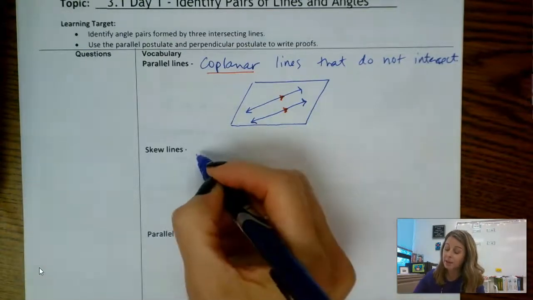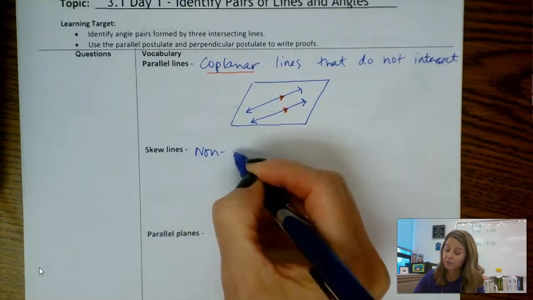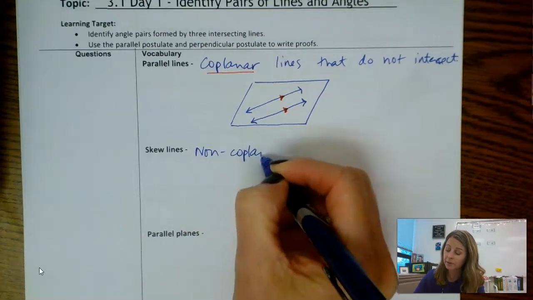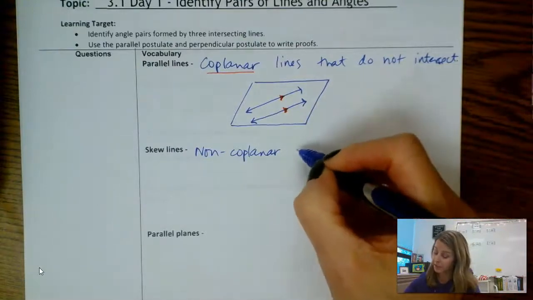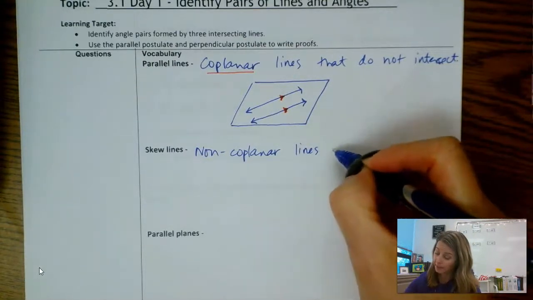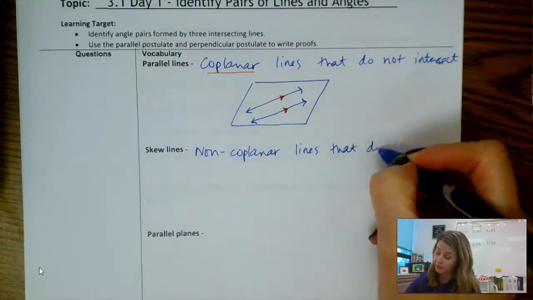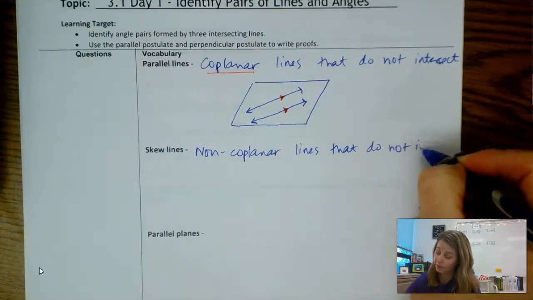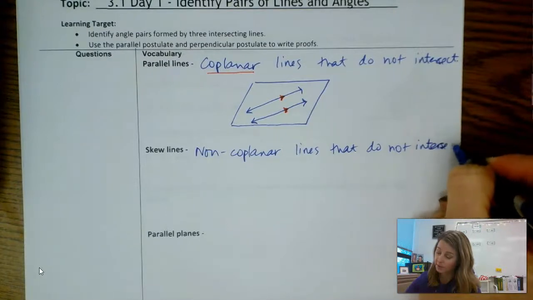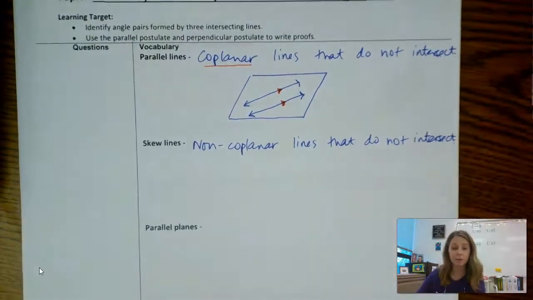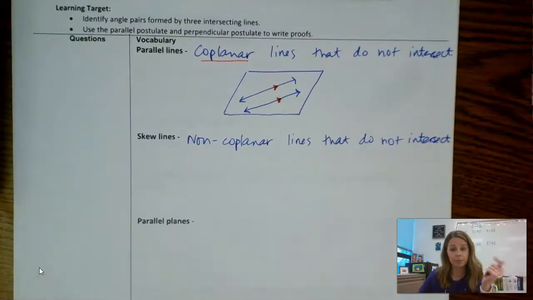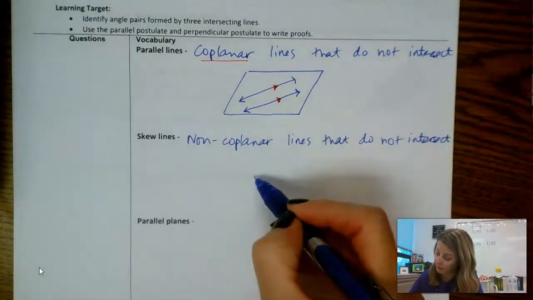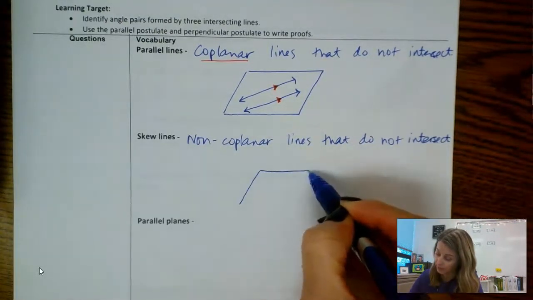So skew lines are non-coplanar lines that do not intersect. Non-coplanar lines that do not intersect. So in order to accomplish that, we need more than one plane. So we can do this a couple of ways. Let's go ahead and draw another plane here.